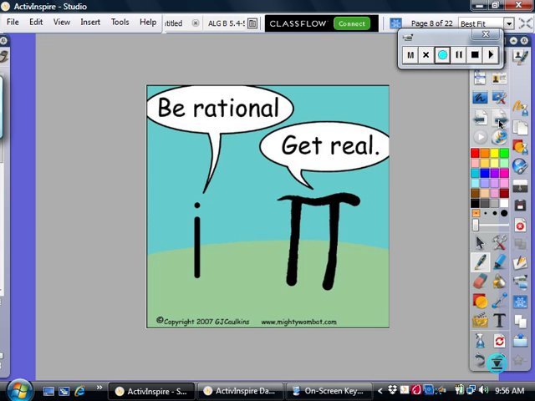All right. So now do y'all get this? i is not on the number line. It's not real. And pi is real, but it's just not rational.